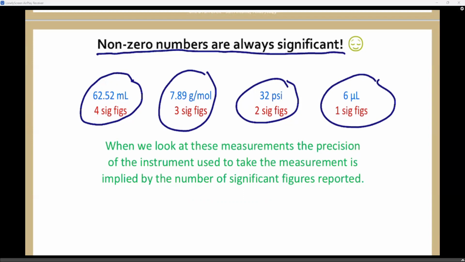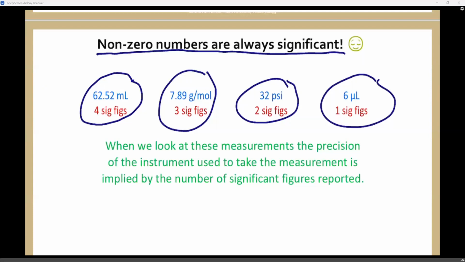When you get these values in your textbook or you're doing your homework or you're taking an exam, you don't know what instrument was used to report these measurements. So you have to recognize the fact that these are the limitations of the instrument that you're using. Again, non-zero numbers, that's easy.